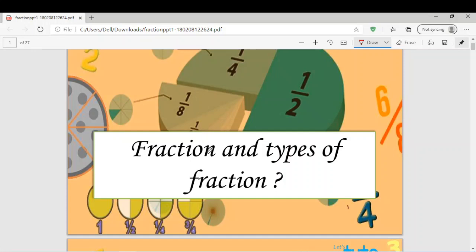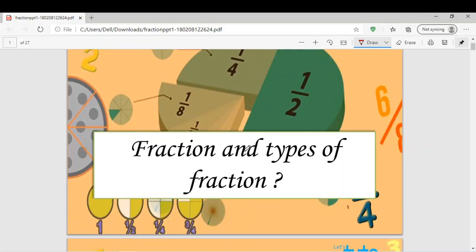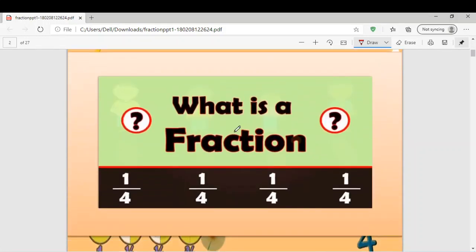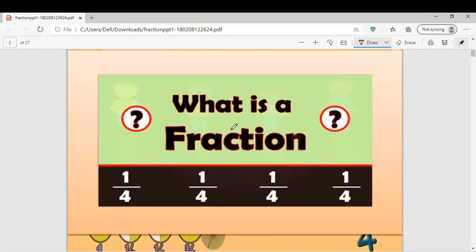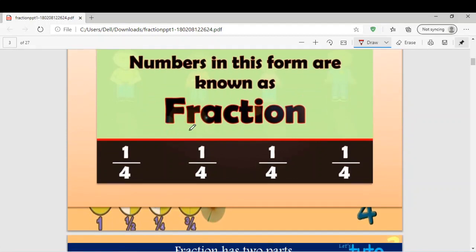Today, we will discuss our new chapter, Unit 5 Fraction. First, I am going to introduce what a fraction is and its types. So, what is a fraction? My dear students, do you know what a fraction is? A number in this form is known as a fraction. Which form? Like 1 upon 4.